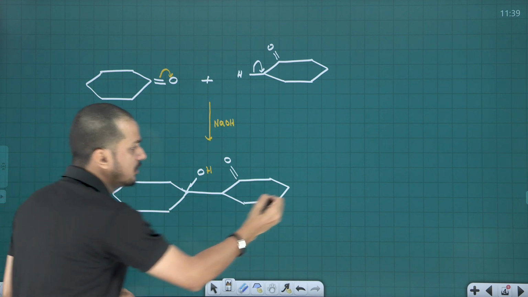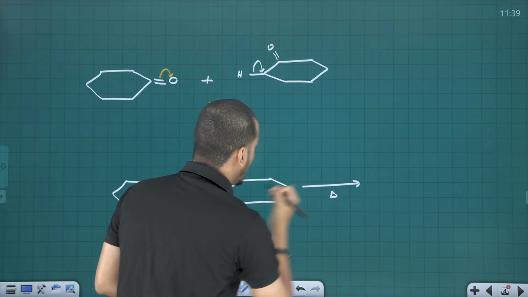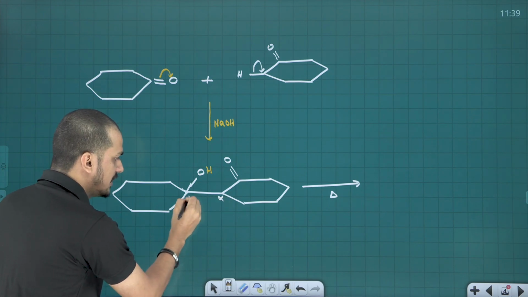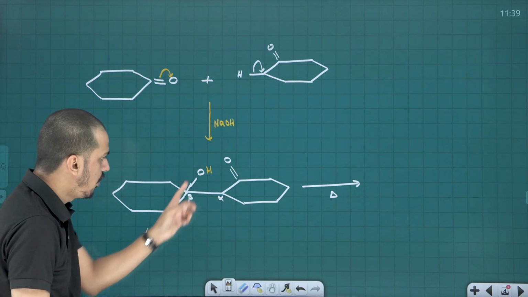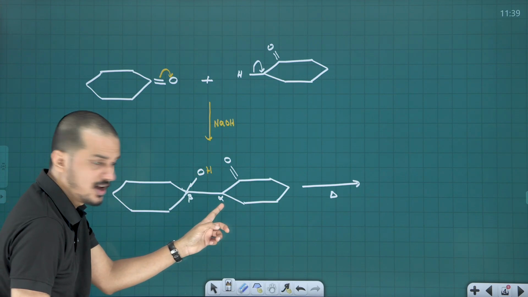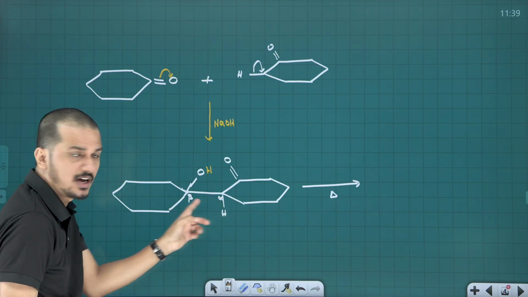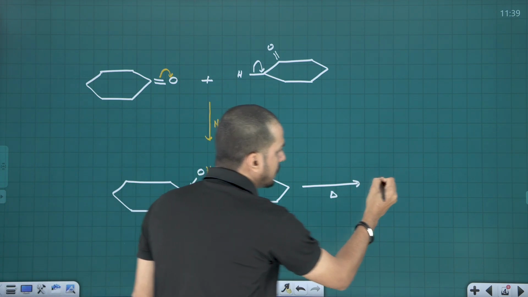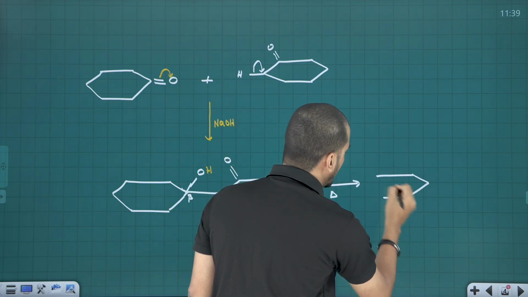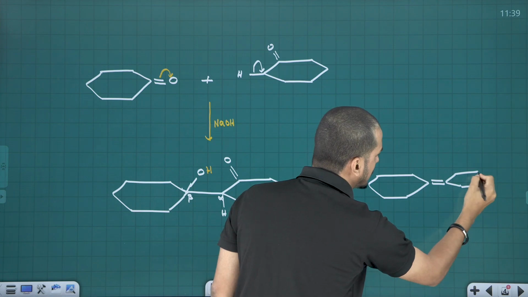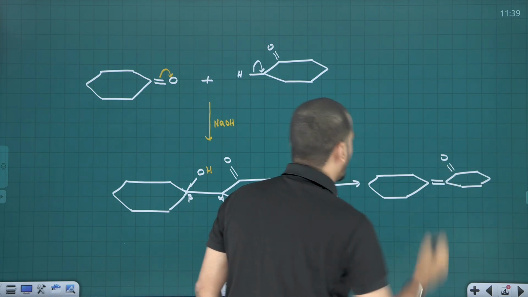Next, what you are doing? You are heating this one. Whenever you are heating, this is alpha carbon, this is beta carbon. From beta, OH will go. From alpha, H will go. In between alpha and beta, a double bond will come. So you will get the product like this. Here the double bond will come. Here you can see the 6 carbon ring. Here double bond O will be there.